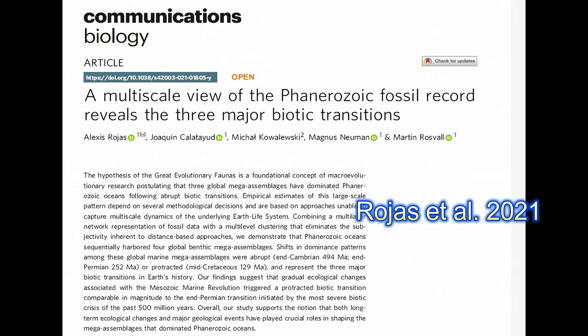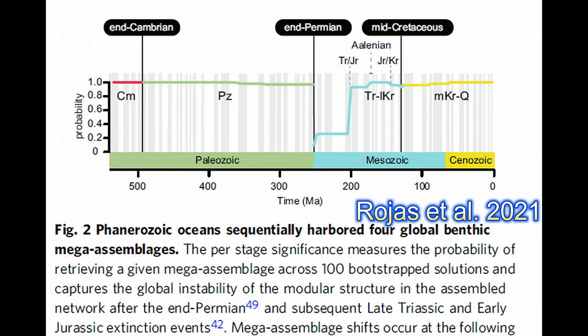And finally, we have a paper by Rojas et al. from 2021, which is a multi-scale view of the Phanerozoic fossil record, reveals 3 major biotic transitions. So one of the main contributions of this is to add a 4th evolutionary fauna, which is the modern one, and then the Mesozoic is separated from that. So rather than just being a continuous one, there is a distinct sort of Cenozoic to modern one.